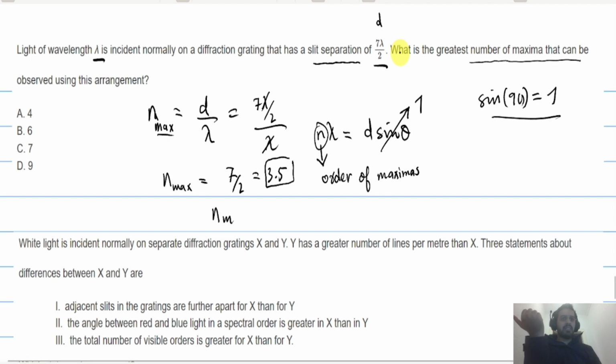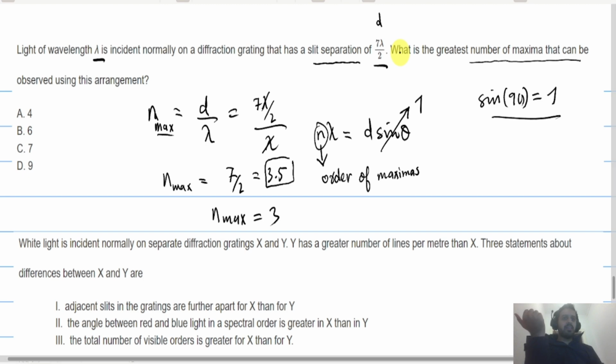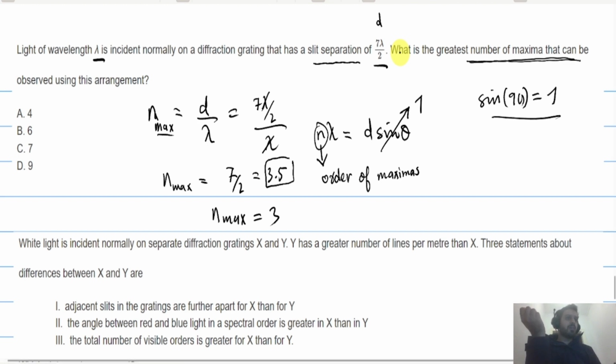So n max in this case is 3, but as you can see, 3 is not in the options. And like I just explained, 3 is the order of maximas, not the number of maximas. The question is asking about the number of maxima. So we can use our equation. The number of maximas will be 2n plus 1, which will give us 7.